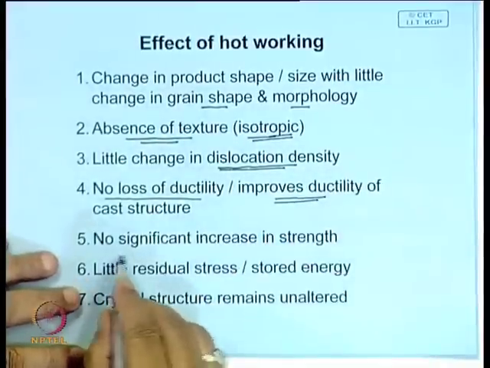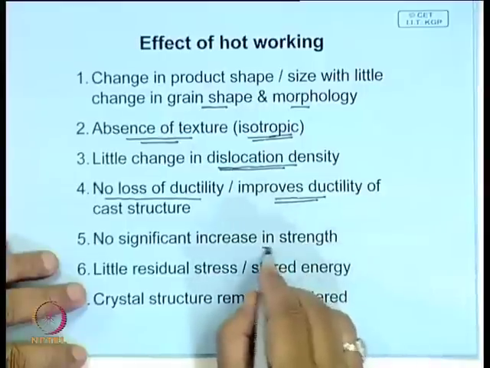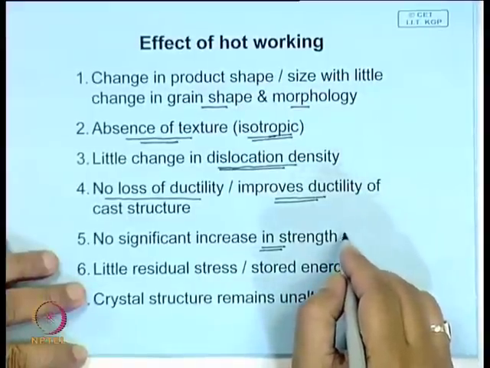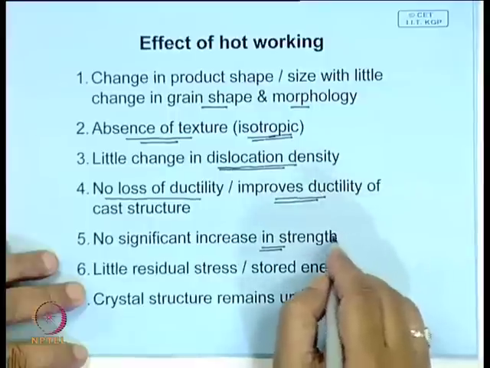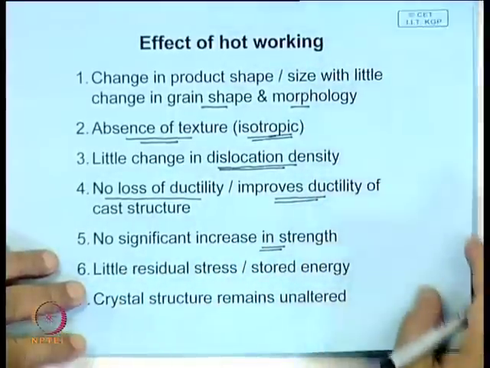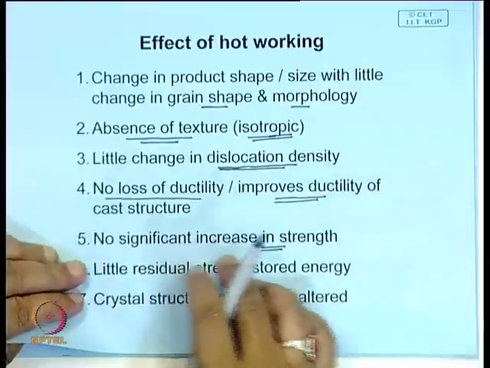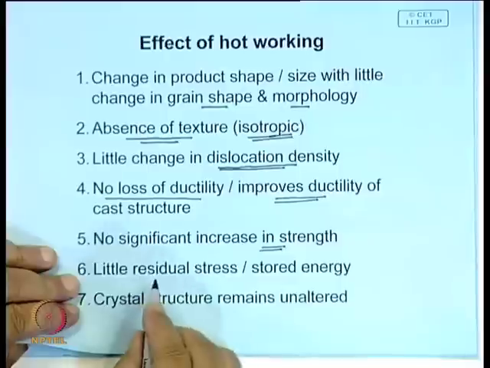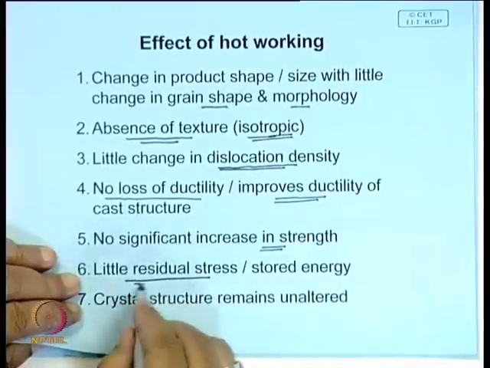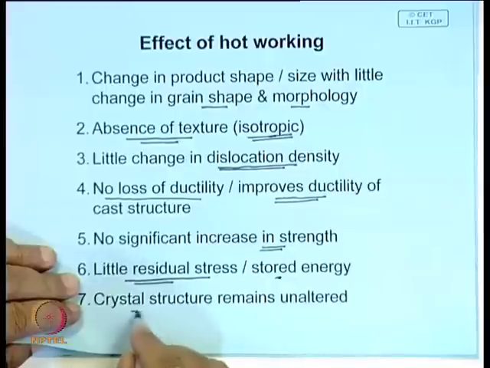There is no significant increase in strength, apart from certain hot working processes where there is some amount of grain refining. So, there may be some increase in strength, but by and large for most cases there is no significant increase in strength, and in the hot work material there is little residual stress or stored energy, and the crystal structure remains unaltered.